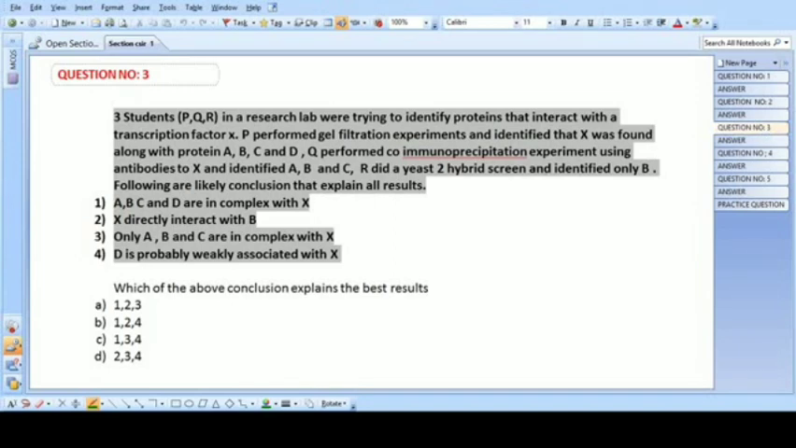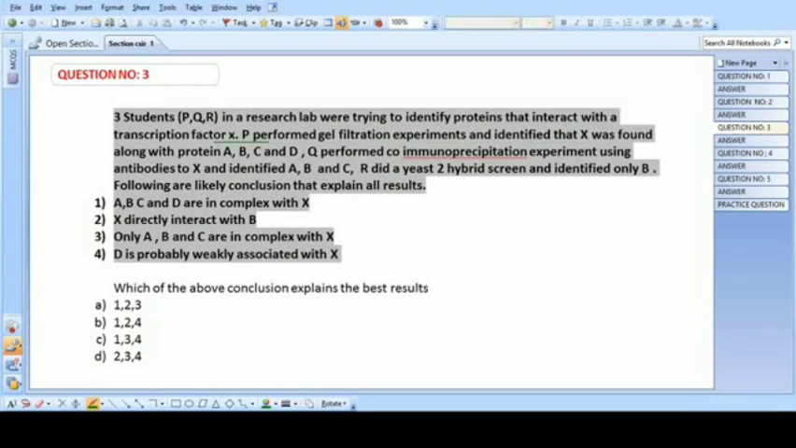This is a question from part C of the CSIR exam. This mainly comprises analytical questions. And here comes a question. There are 3 students, P, Q and R, working in a research lab, and they are trying to identify some proteins which interact with the transcription factor X.